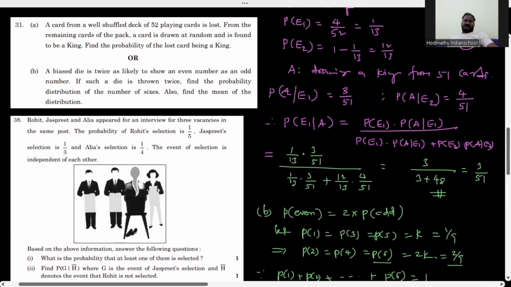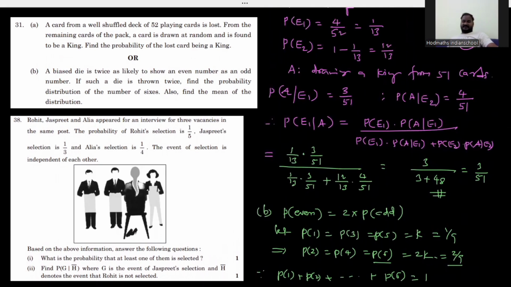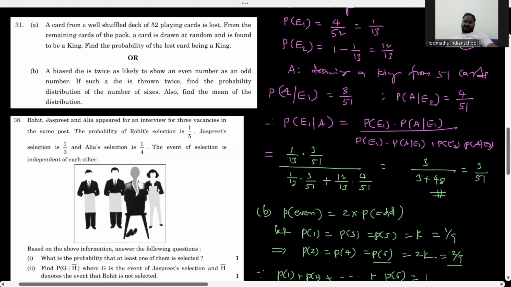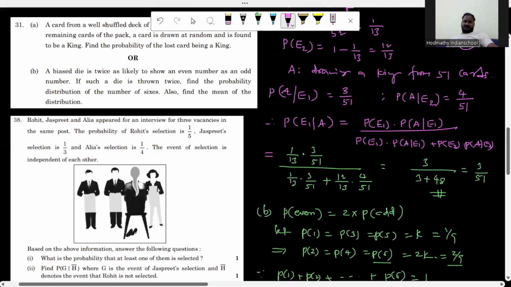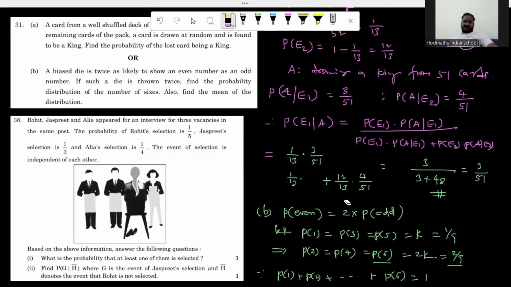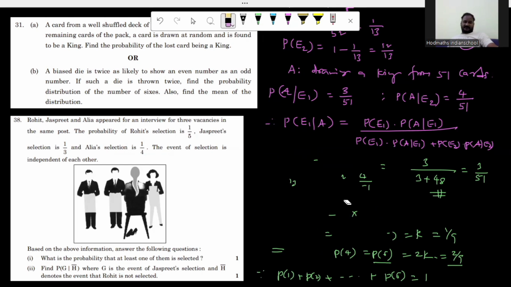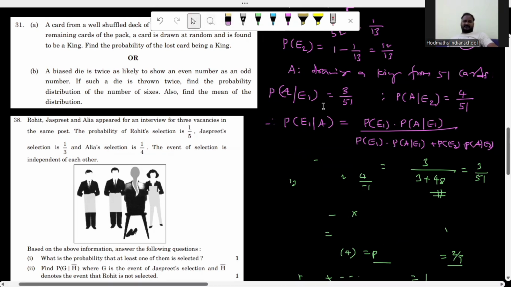Coming to the 38th question, which is a case study based question. It's a direct problem. Once you observe what is the case study based question here. In this particular question, Rohit, Jaspreet and Alia appeared for an interview for 3 vacancies in the same post, right? So the probability of who is that? Let me just erase this part.